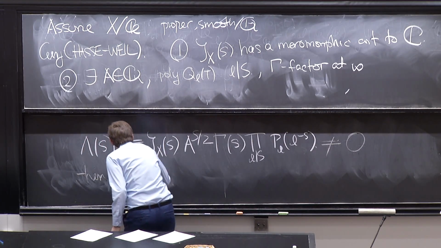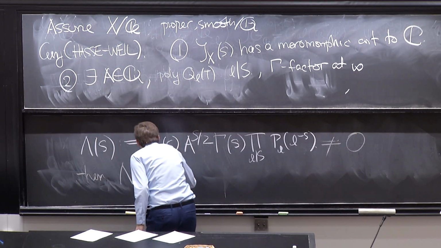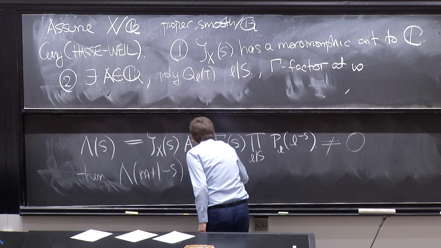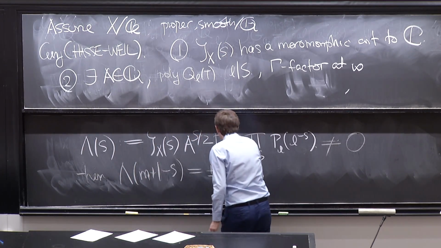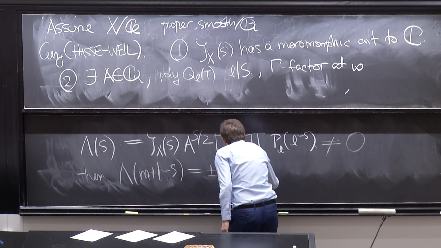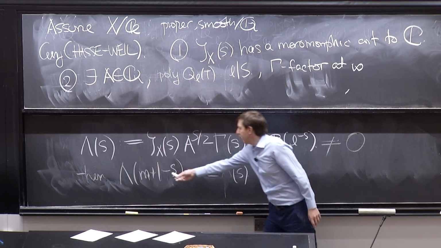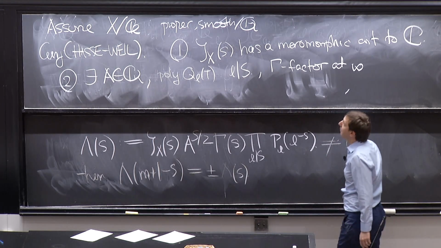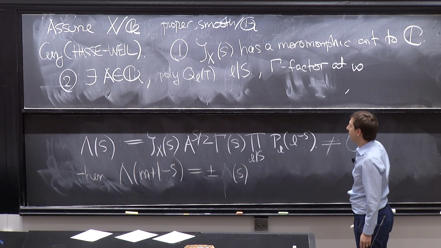So then this has a functional equation exactly like the Riemann zeta function, but now it's shifted by m instead of by 1, where m is the dimension.